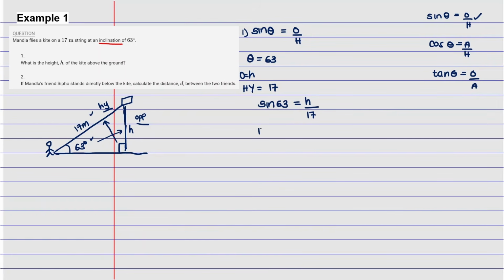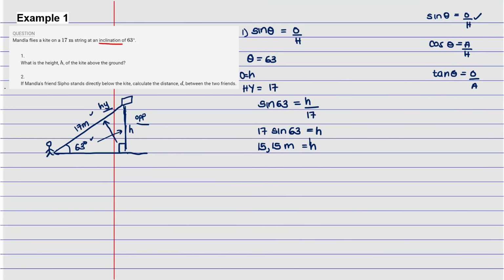Cross multiply, this is the same as 17 sine 63 is equal to H. Then punch this into the calculator. You're going to find that your height is equal to 15,15 meters. So this is going to be the height. The distance between the ground and the kite is going to be 15,15 meters, right? So we sorted.